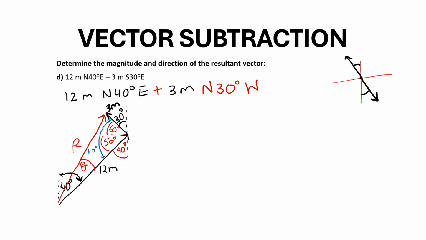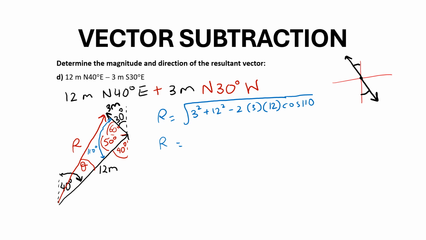So therefore, r equals the square root of a squared plus b squared minus 2ab cos theta. So 3 squared plus 12 squared minus 2 times 3 times 12 cos theta. Cos which theta, which angle? The angle that is opposite to the unknown, which is 110 degrees. Calculate this, we get 13.33 meters, correct to 2 decimal places.